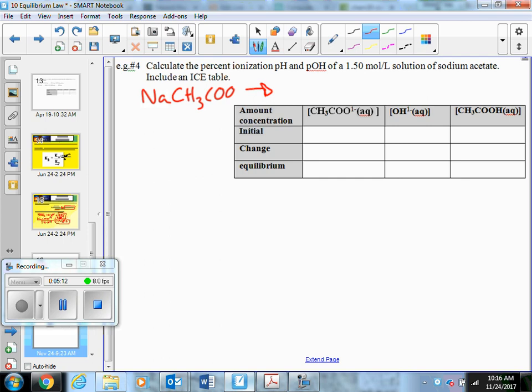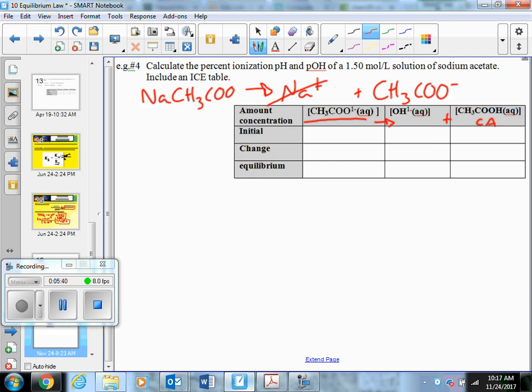This is an ionic compound, so what will happen is it will separate into the two ions. So we get sodium and an acetate ion. So the sodium's a spectator. It'll be the acetate that's going to react with water to produce hydroxide and our conjugate acid, which is acetic acid. We don't have to include water in the ice table because liquid water is never included in an equilibrium expression.